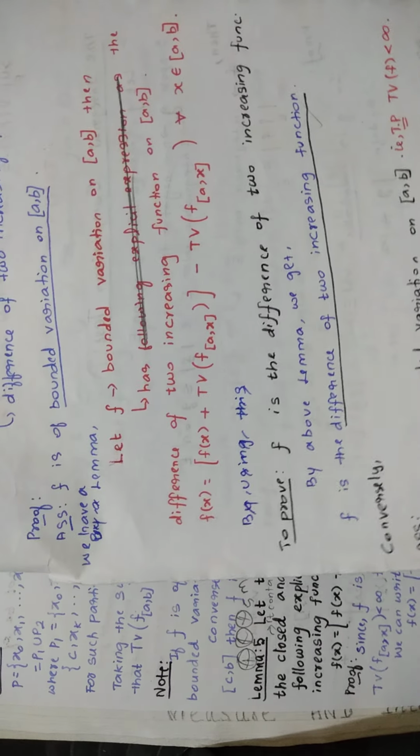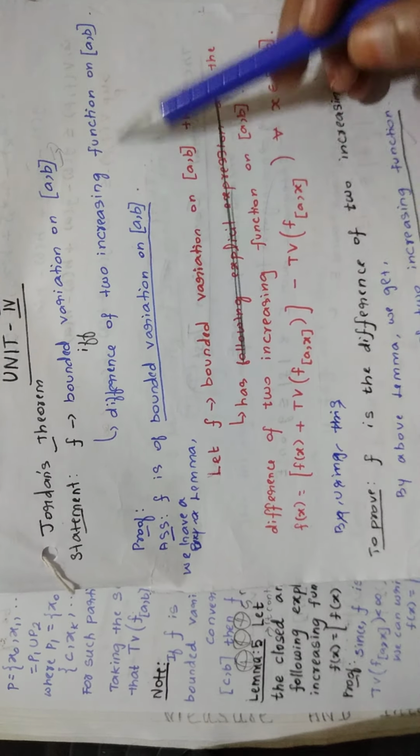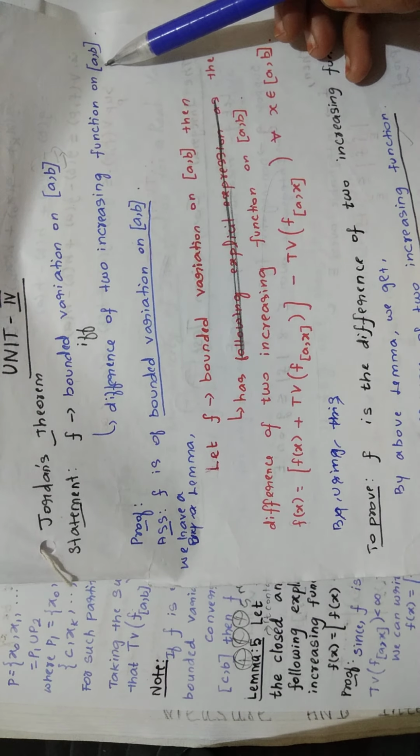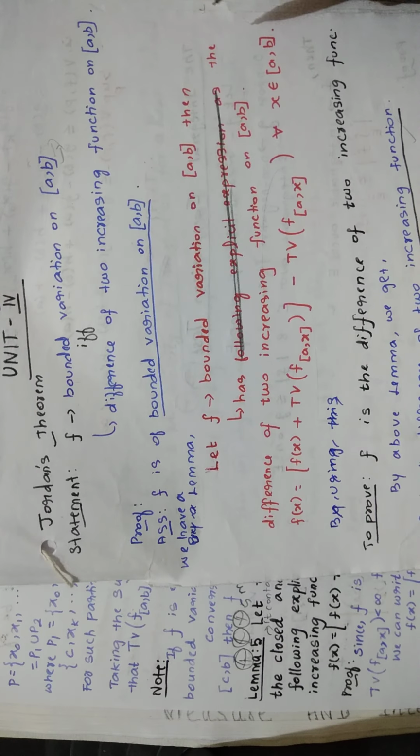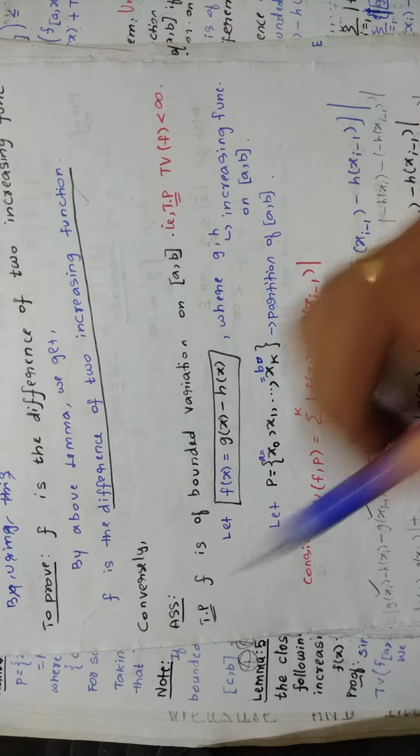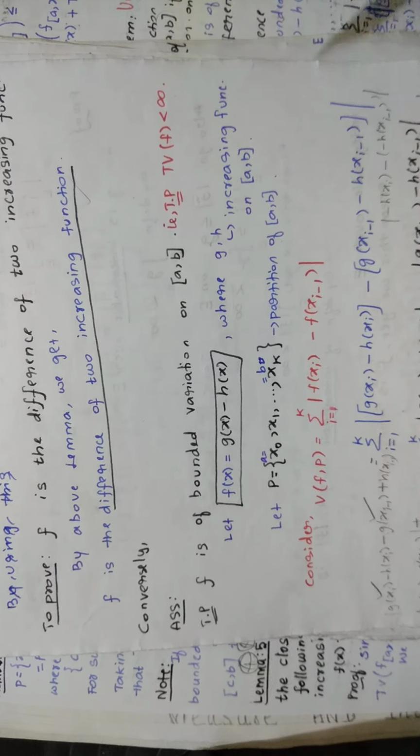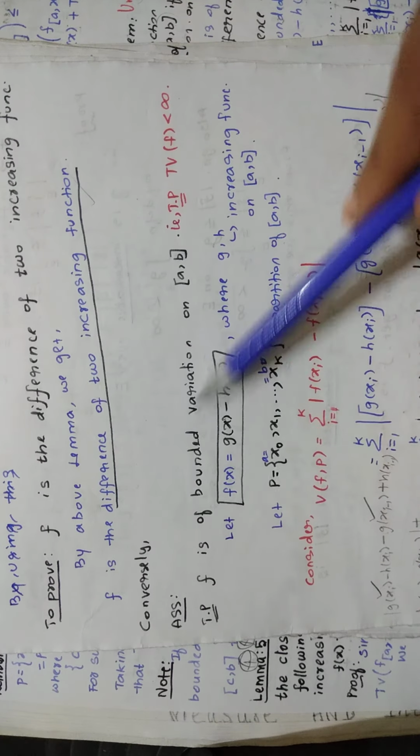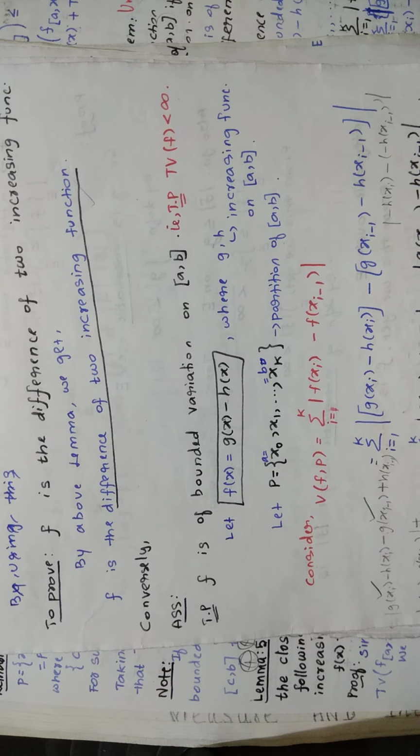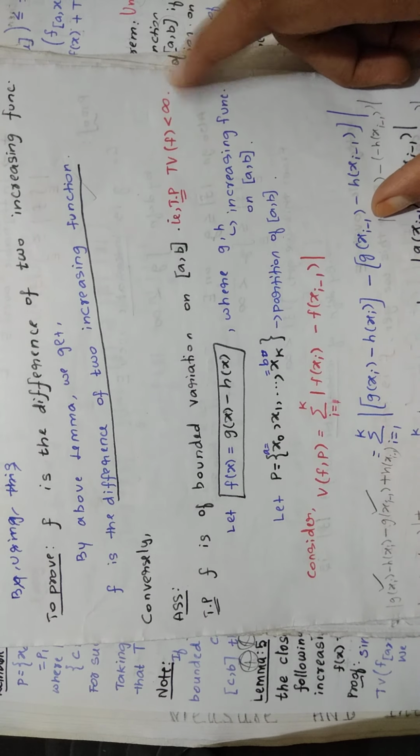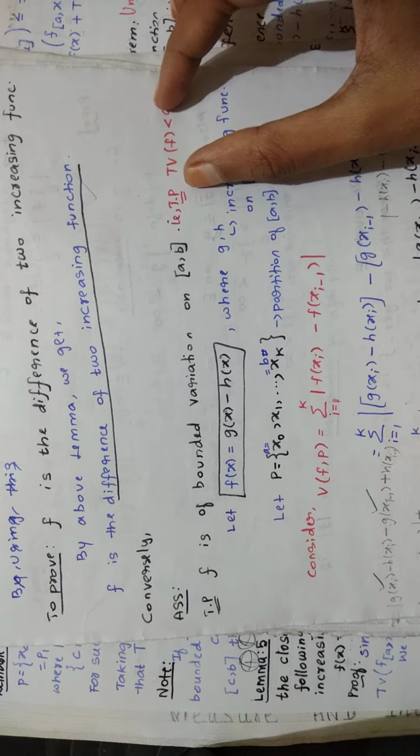In the converse part, you are assuming f is the difference of two increasing functions on closed interval a comma b, and you will prove f is of bounded variation on closed interval a comma b. So let's see the proof. Conversely, assume f is the difference of two increasing functions. What are you going to prove? To prove f is of bounded variation. That is, to prove the total variation of f is less than infinity. This is the condition you are going to prove.